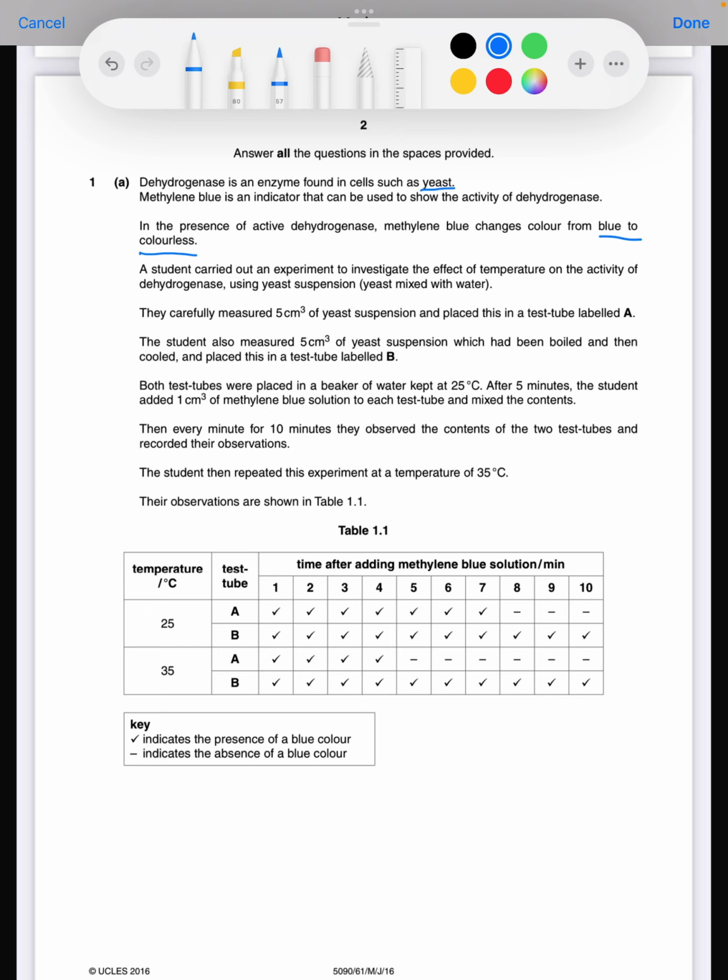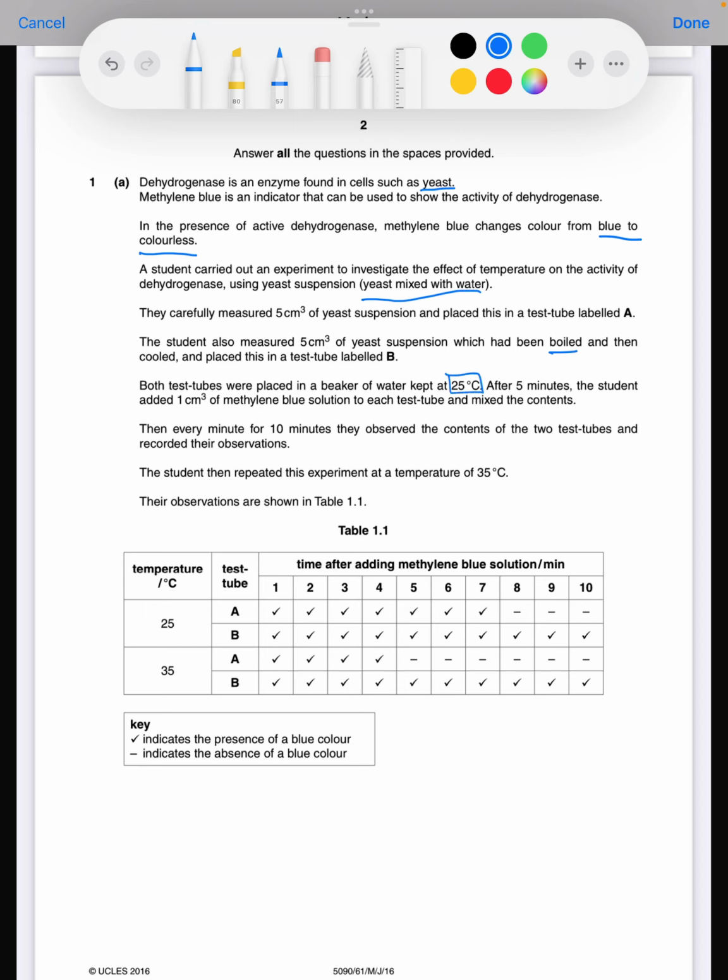A student carried out an experiment to investigate the effect of temperature on the activity of dehydrogenase using yeast suspension, that is basically yeast mixed with water. They carefully measured 5 centimeter cube of yeast suspension and placed this in a test tube labeled A. The student also measured 5 centimeter cube of yeast suspension which had been boiled and then cooled and placed this in a test tube labeled B. Both test tubes were placed in a beaker of water kept at 25 degrees Celsius.